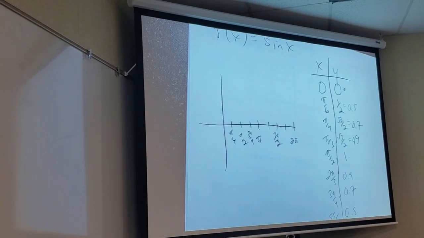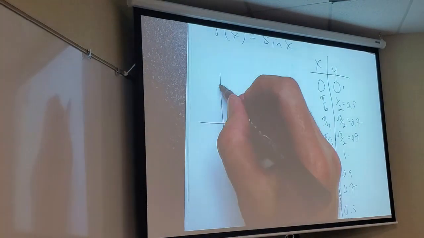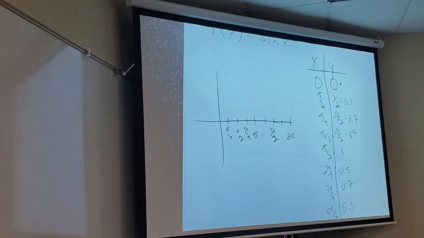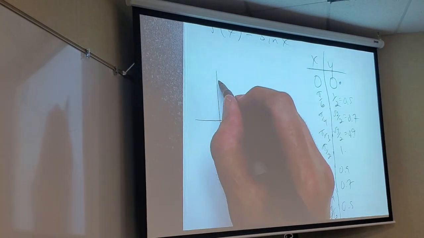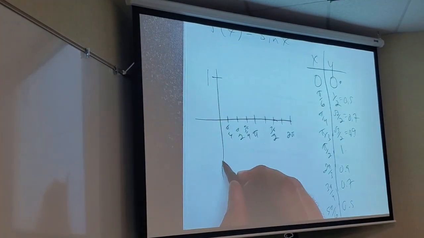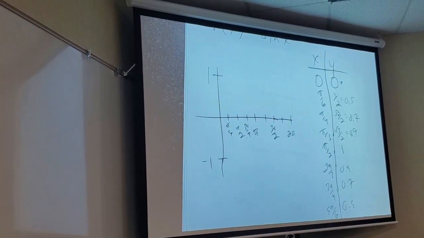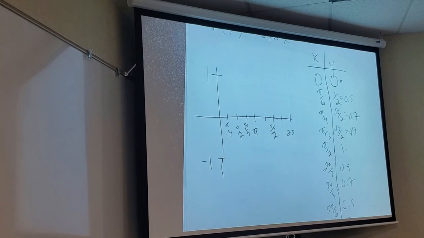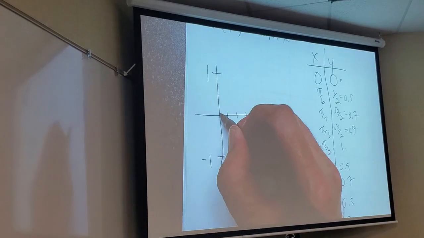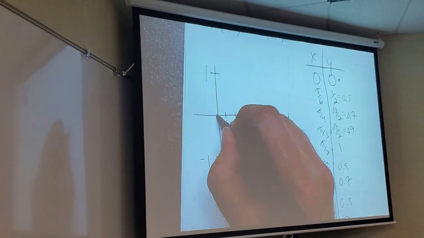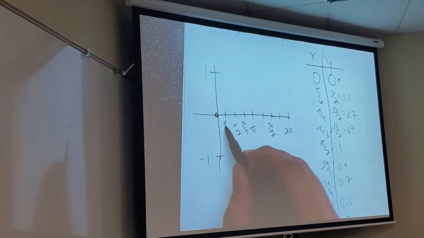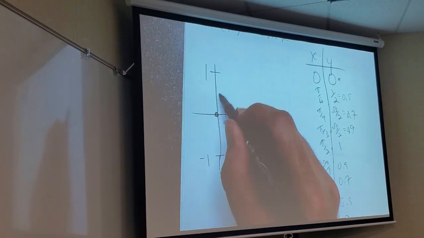Okay, so I'll give a little bit of detail. What kind of scale do you think I want to use here? What's the biggest sine can be? 1. And what's the smallest sine can be? Negative 1. That's a beautiful scale. Okay, so 0, 0, right? Pi over 6 is in here, but let's not worry about it.